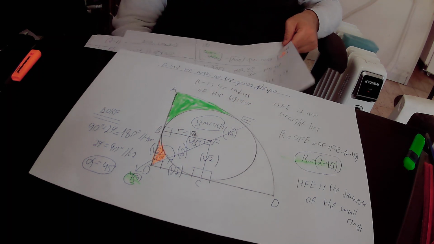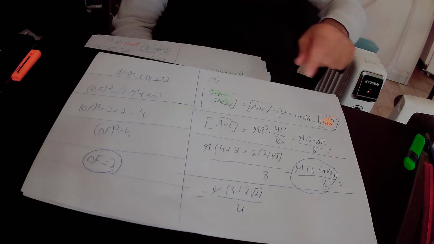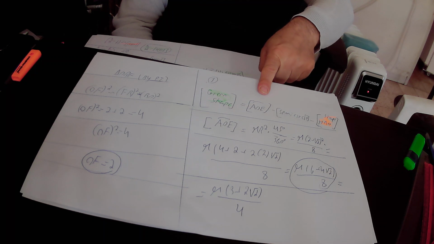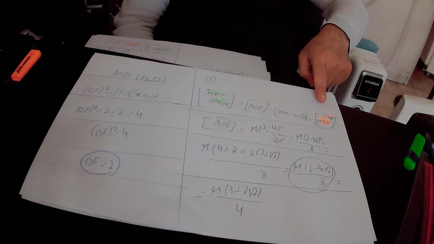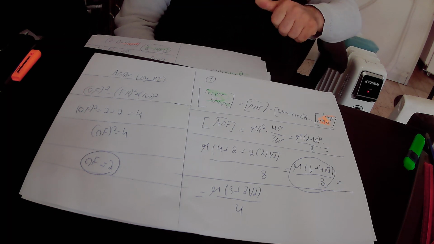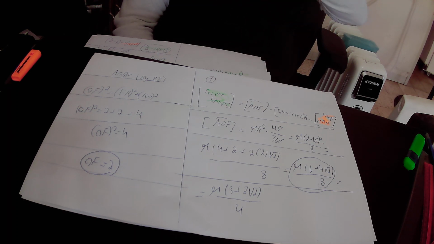And again, the area of the green shape equals the area of the big sector AOE minus the area of the small semicircle minus the area of the orange shape HBO. So what is the area of sector AOE? Sector AOE is part of the big circle.